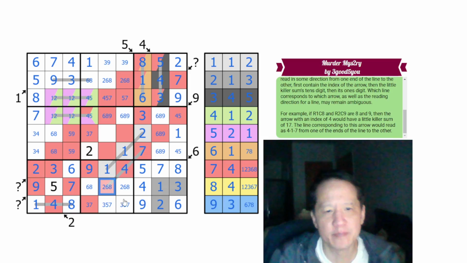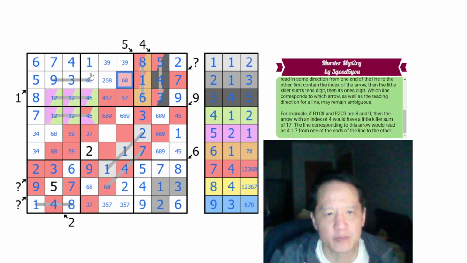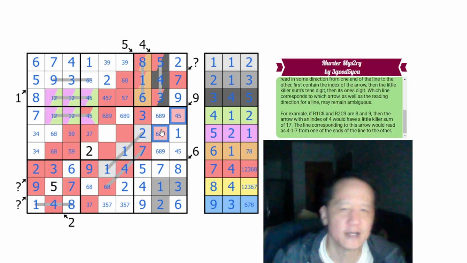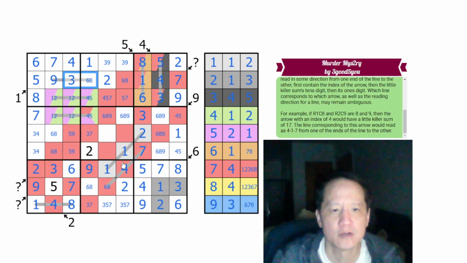So this cannot be a 2 then, which forces this to be a 2. Which means this can't be 2. So this has to be the 2 then. Right? Because we have 13 plus 7, that's 20. But this only adds up to 14 here, which would mean 34, which is not possible here.